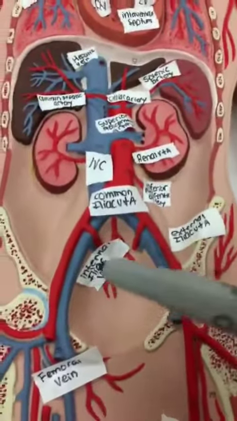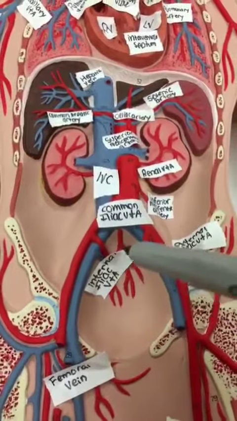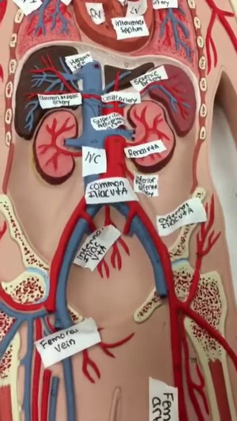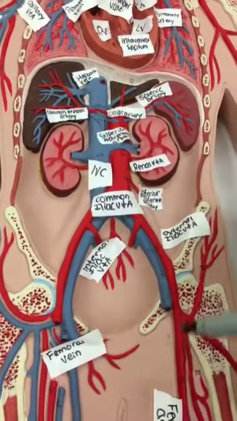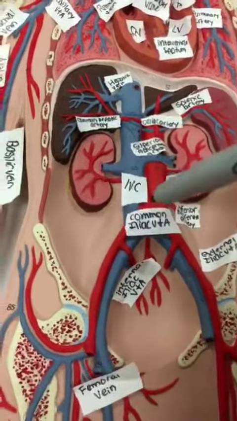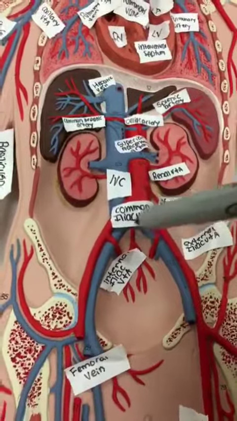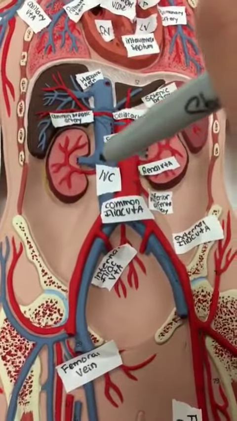So for our trunk, we have the internal iliac vein and artery. We have the external iliac vein and artery. So external is more on the lower side. And on the top, we have the common iliac vein and artery. We have the inferior vena cava.